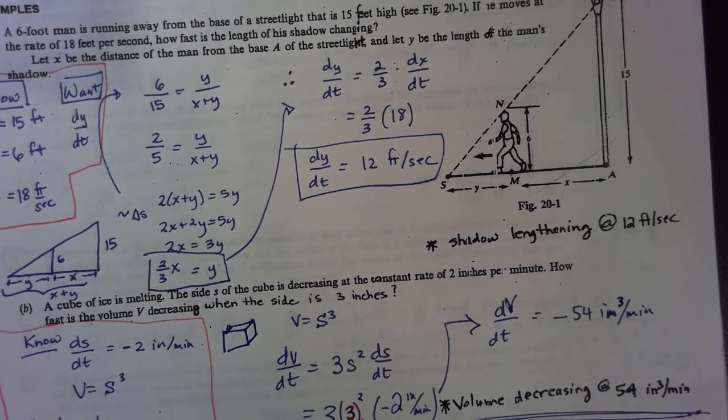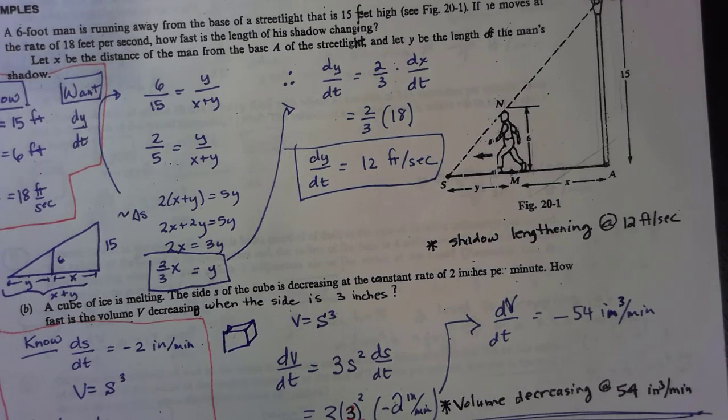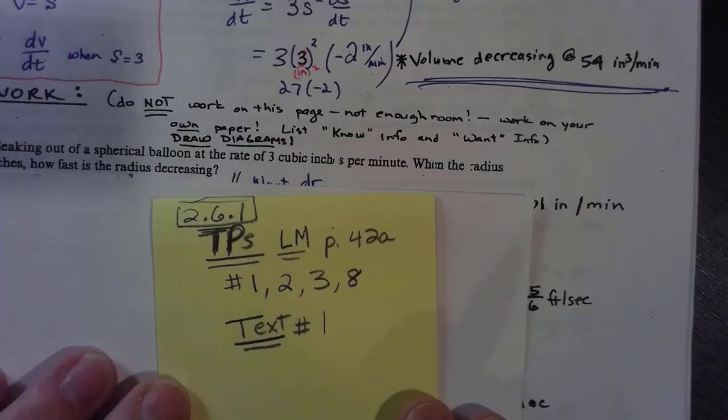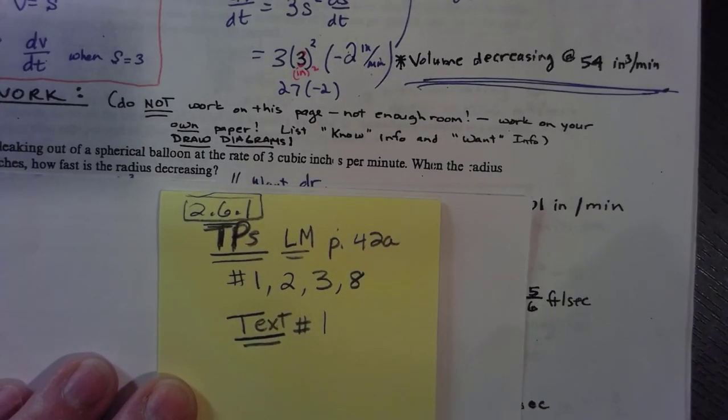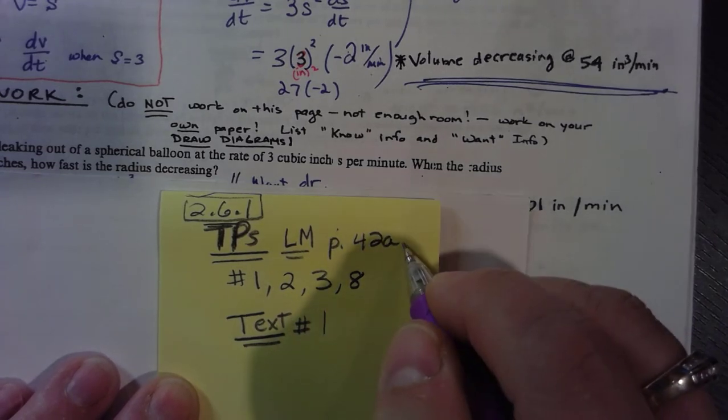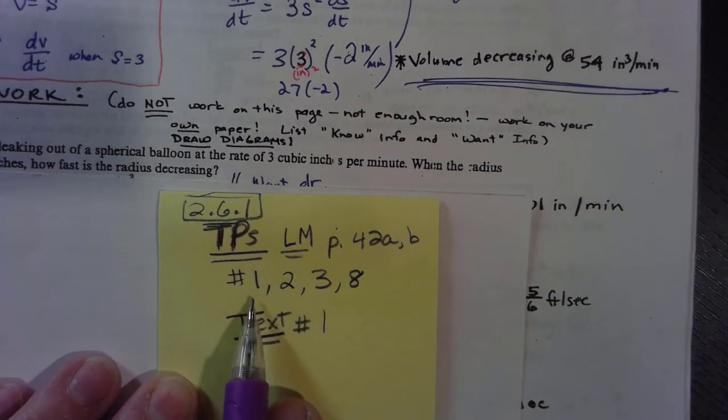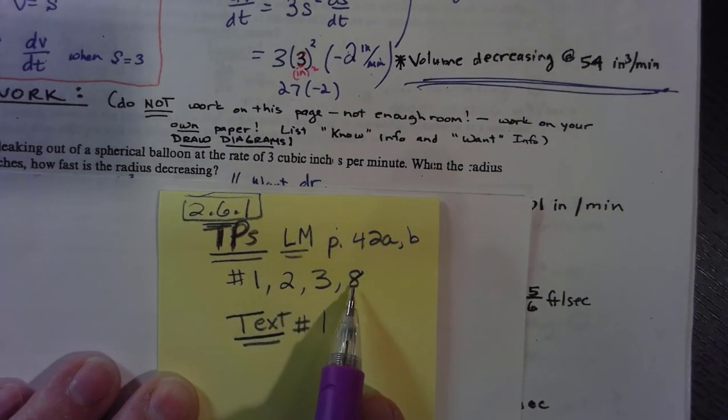So when you start on this homework, you will notice that I have given you the answers to each one of them so you will know if you've done the right thing. So your TPs are going to actually come from the lecture manual, page 42A and B, 1, 2, 3, and 8, and then one problem, number 1, out of the textbook.